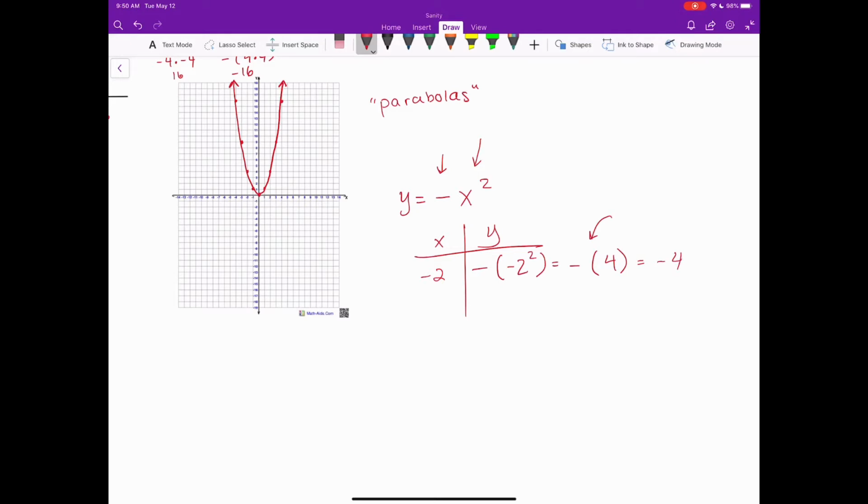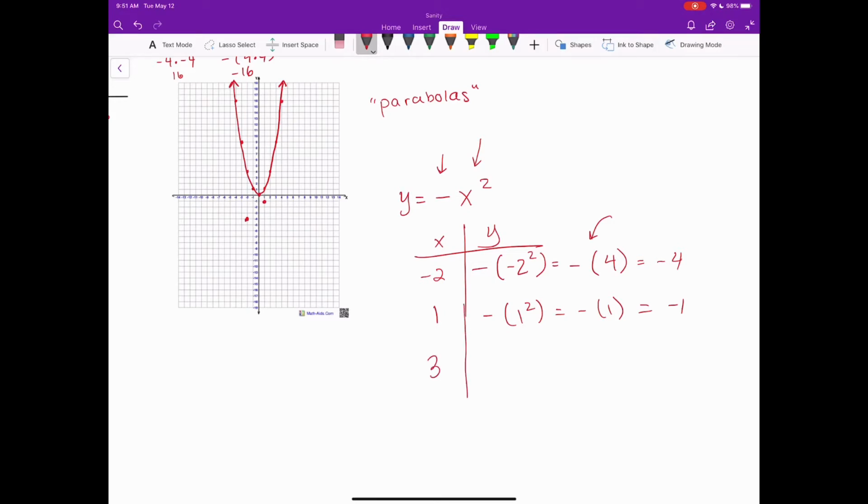So if I graph that point, negative 2, negative 4, that's going to be down here. Let's just do another one. If I did 1, it's going to be negative 1 squared. Again, that's just going to be negative 1. So it's looking like these are all kind of reflected now. It's like a reflection across the x-axis of my original parabola.